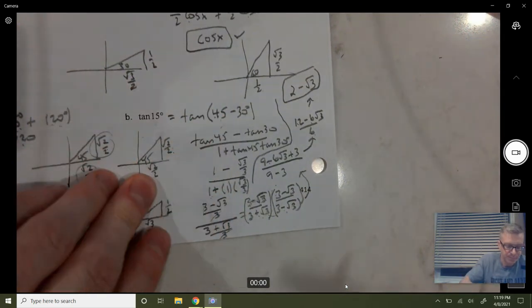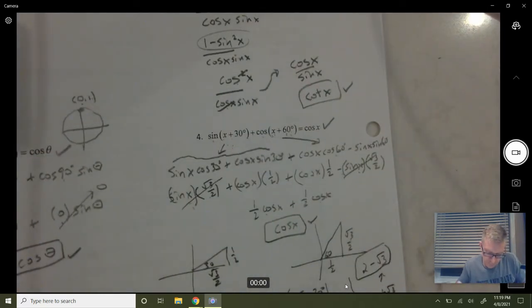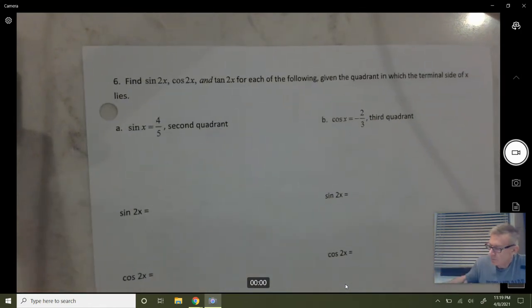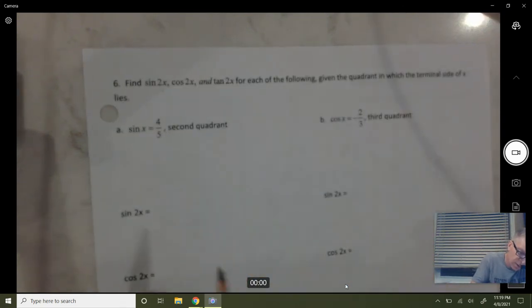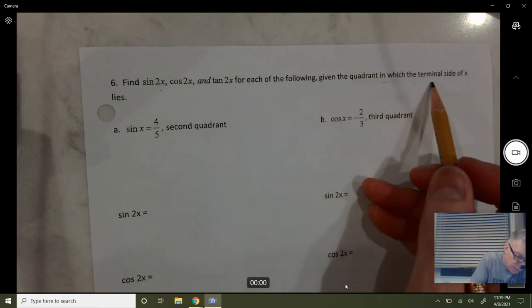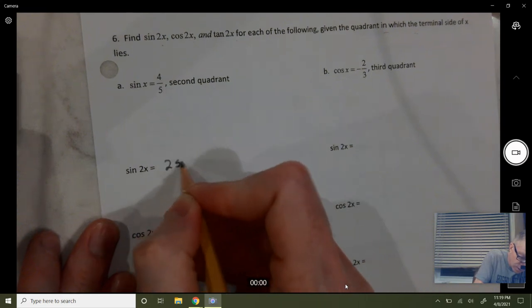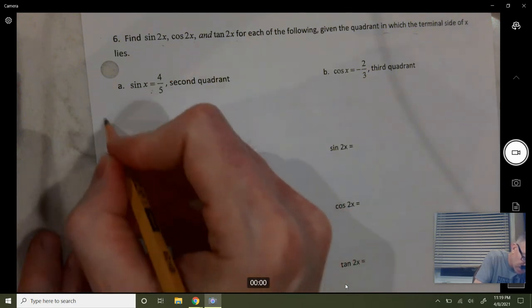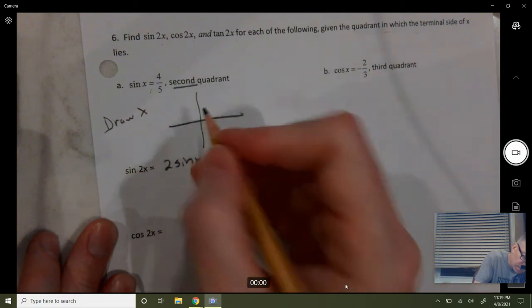Okay, and let's go on to the next page. Next page is going to be 415. Okay, so we're finding sine of 2x, cosine 2x, and tan 2x for each, given the quadrant and the terminal side. Okay, so sine of 2x, the formula is 2 sine x cosine x. Let's draw x in the second quadrant, which is given.